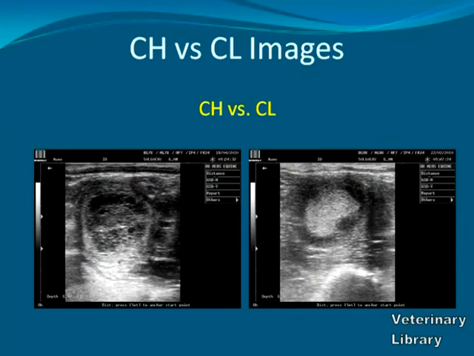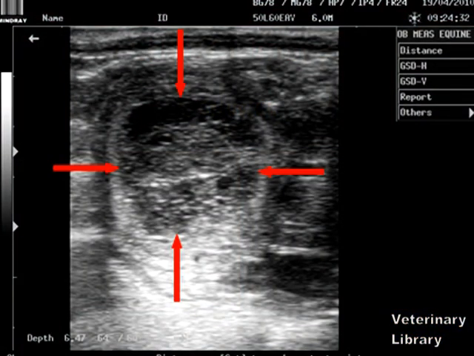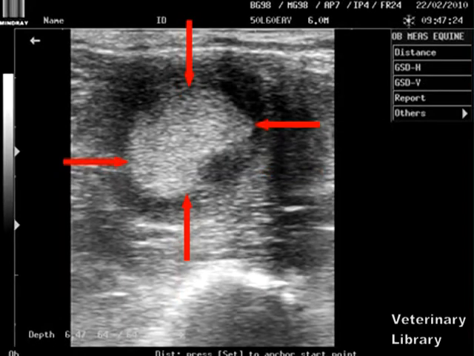In this set of images, a CH is pictured on the left and a CL on the right. Red arrows have been placed on the images to indicate the borders of each structure. Notice that the CH is a darker gray and even black in areas, while the CL is a lighter shade of gray.